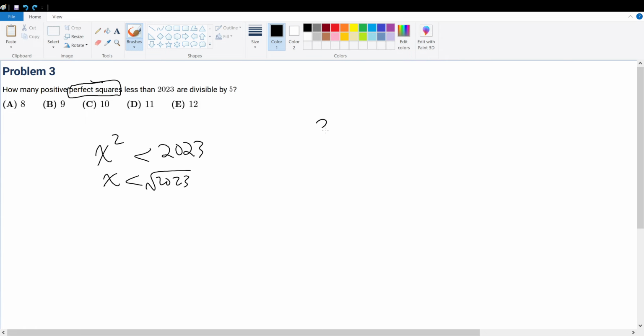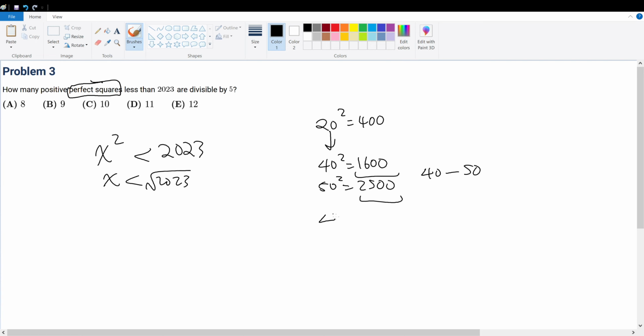For example, what is 20 squared? 20 squared is 400. 400 is a long way away from 2023. So let's make it a lot larger. 40 squared. That's 1600. Well, okay, we're getting much closer. What about 50 squared? That's 2500. Okay, that's obviously way too big. This is way too little. So our maximum value of x must be between 40 and 50.